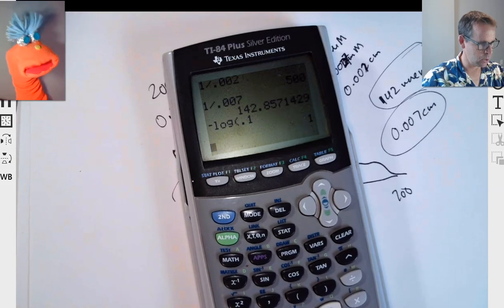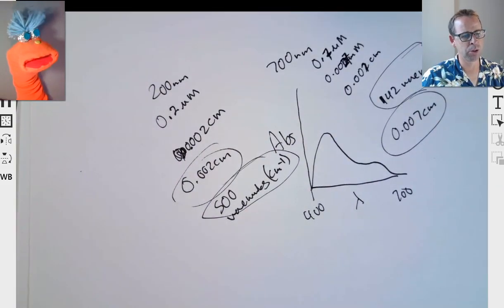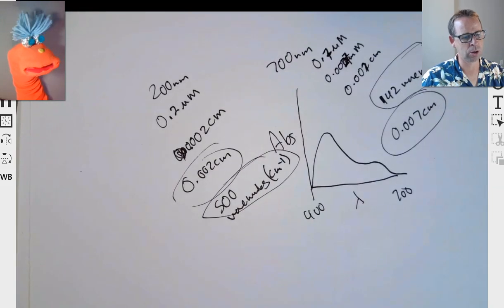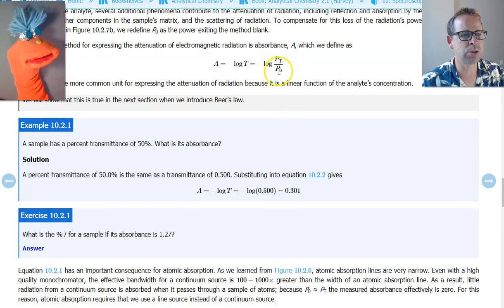Yeah. That's 1. So absorbance of 1 means that you took the negative log of 0.1. And to take the negative log of 0.1 means that PT was 10 and PO was 100. So 10 got through and 90 out of the 100 was absorbed. So if you have an absorbance of 1, 90% of your light was absorbed. Very good. 90% of the light was absorbed.